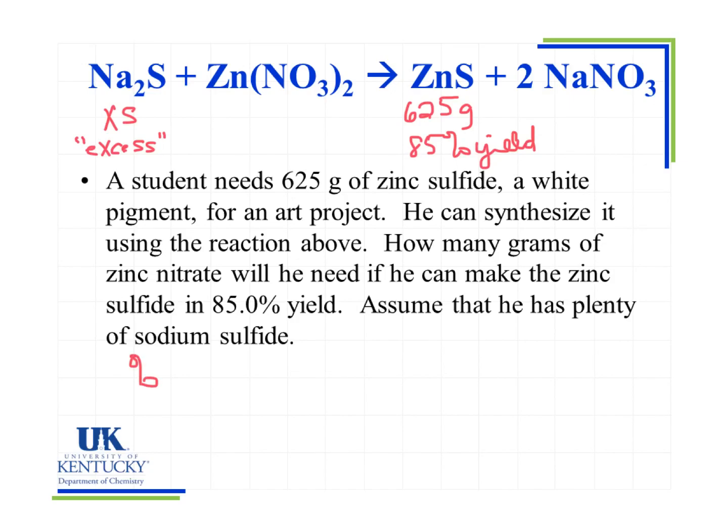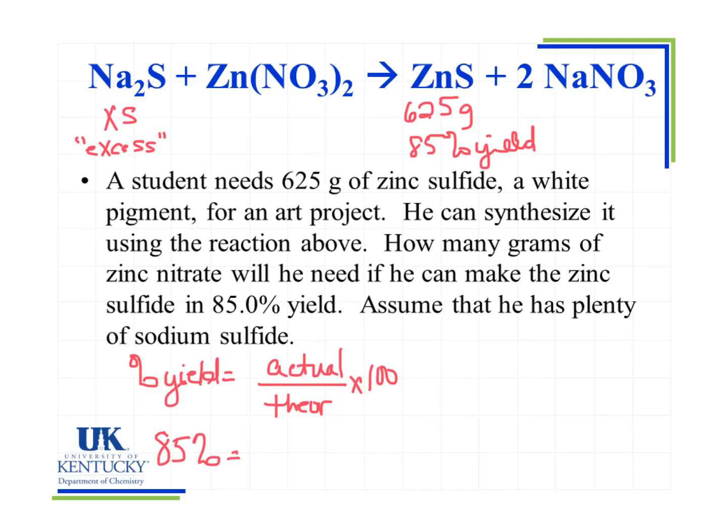Remember that percent yield equals the actual, or the experimental amount, over the theoretical times 100. So I can use that equation to figure out how much I need to plan on making. I know my percent yield is 85%. My actual yield needs to be 625 because this is what I actually need to end up with at the end of the experiment. And what I'm solving for here is the theoretical amount. How much do I need to plan on making so that I end up with 625 grams?